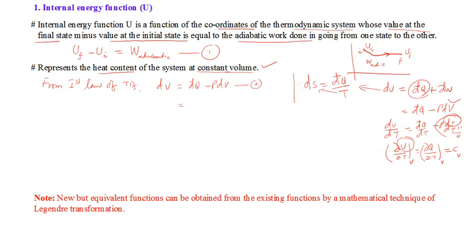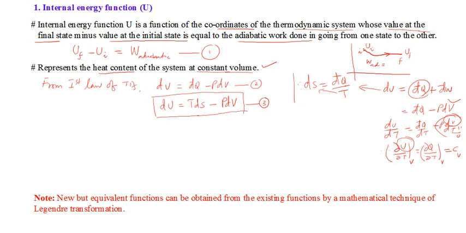So this is my third equation. Just remember, this is an equation that is worth remembering. So dU is equal to TdS minus pdV. And remember, this is nothing but the first law of thermodynamics, in terms of the entropy change of the system.